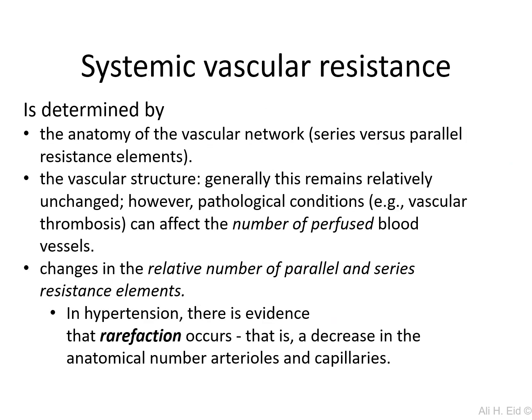The systemic vascular resistance, on the other hand, is determined by the anatomy of the network itself. Remember the series versus parallel connections, we talked about that. The vascular structure itself remains relatively unchanged in a healthy individual. However, some pathological conditions, such as thrombosis, can affect the number of perfused blood vessels, and we mentioned this is important early on. The change in the relative number of parallel and series circuits or resistance elements is also important.